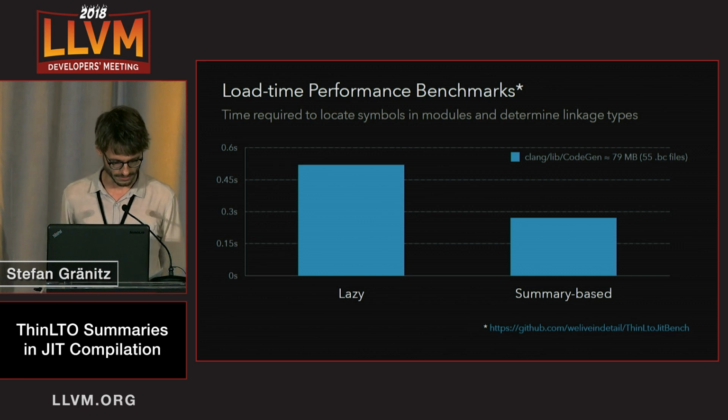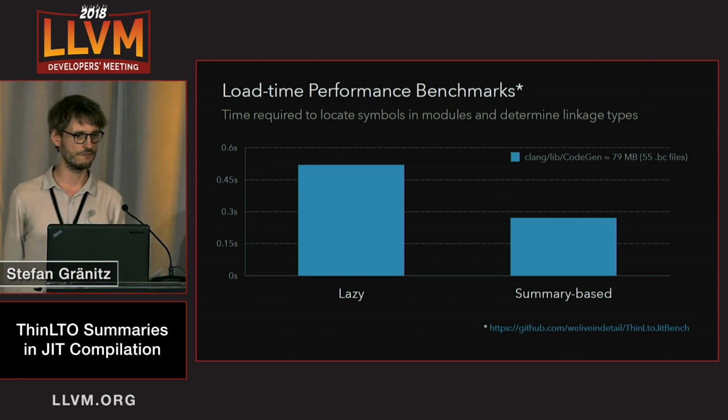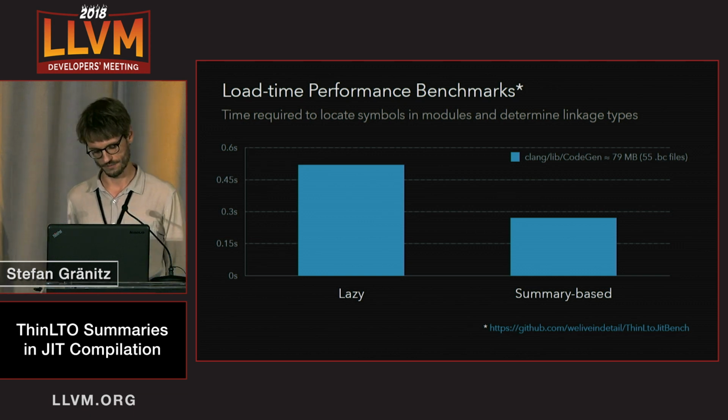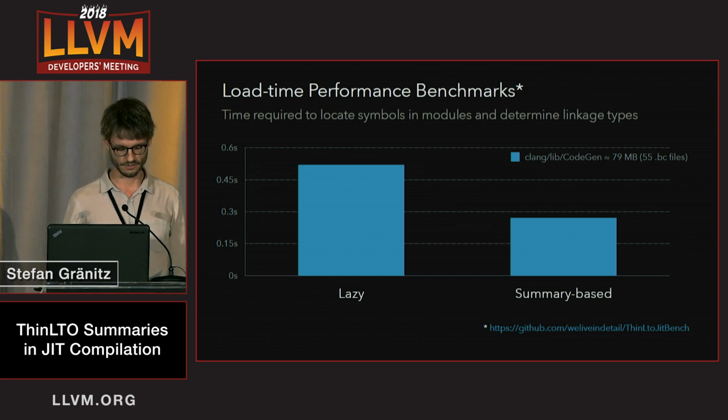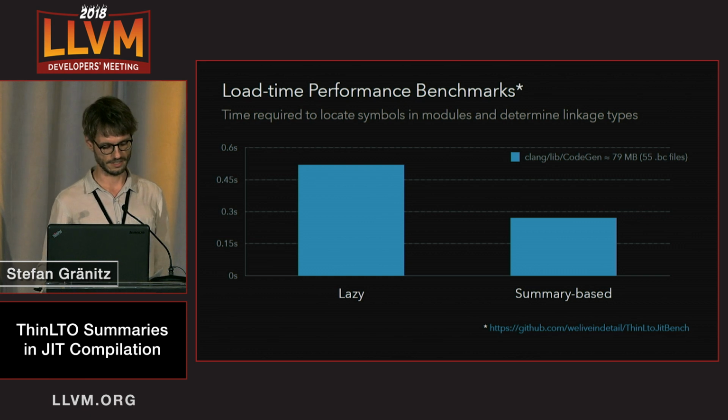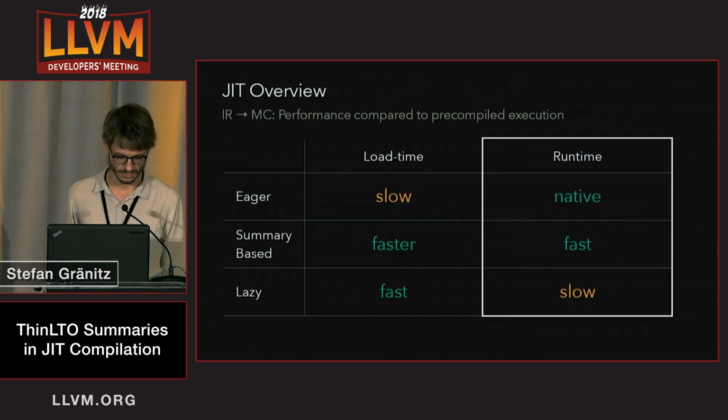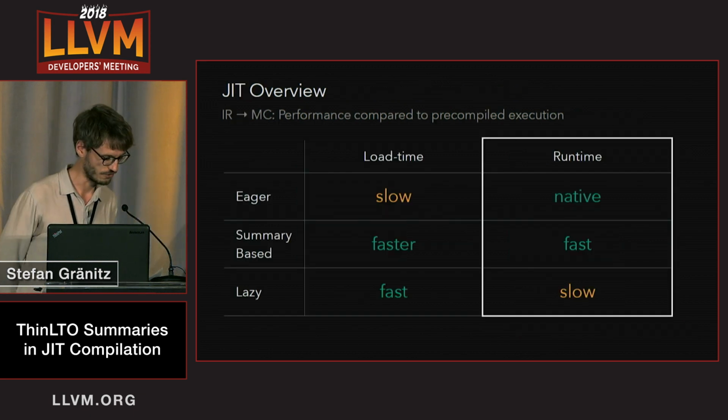A ThinLTO JIT gets all this information from reading module summaries. This is not only faster, as we see on the right, but it also means that we can do bitcode parsing as an on-demand action at runtime. If we move even more work to the runtime now, how would we avoid a slowdown there?